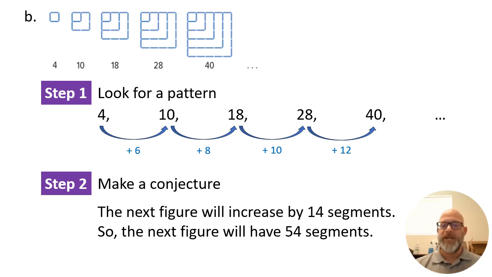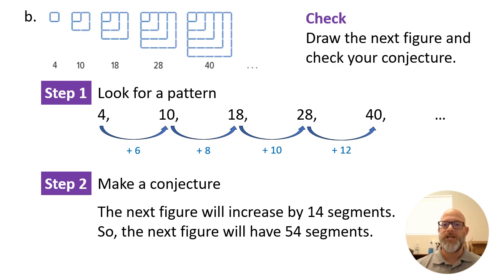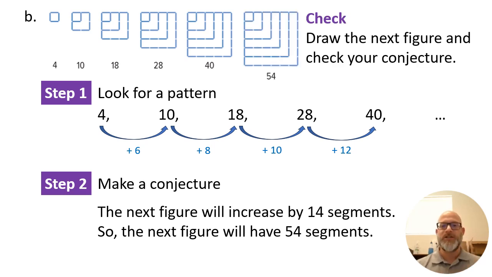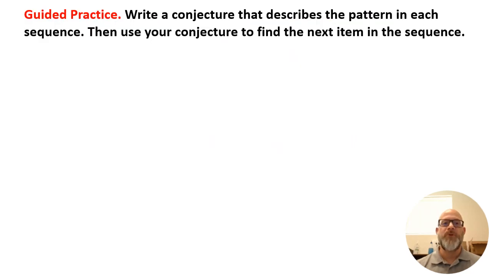How do I check to see if my conjecture makes sense? Well, I could draw the next picture, couldn't I? I could draw the next figure and check my conjecture. So if you draw the next figure, you count it out, it's 54, which is exactly what we'd expect it to be.